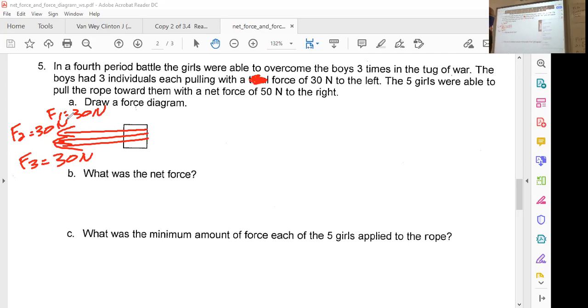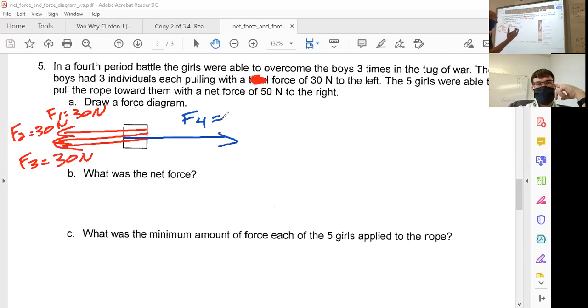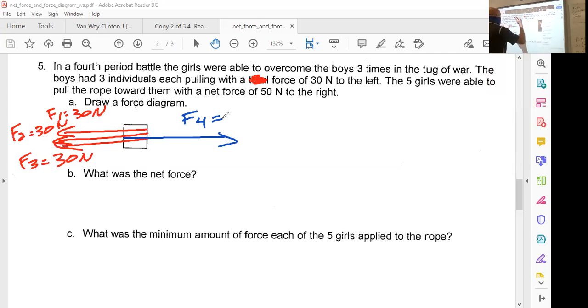The 5 girls together, I'm going to use a different color because I got a lot going on here. The 5 girls together were able to pull the rope toward them, presumably to the right, tug of war, right? F4, because it didn't tell us how much each of those pulled. We can figure that out later, but we don't know that yet. It's 50 newtons. And that arrow is probably too long.